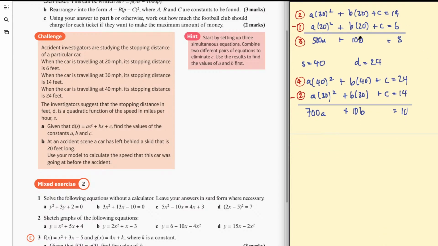Now, actually this is handy because I have a 10b in equation 3. If I call this equation 5, then I can subtract these two. That will eliminate the b, so I'll be able to solve for a. So let's do now equation 5 take equation 3. These are the two equations we created out of this information.